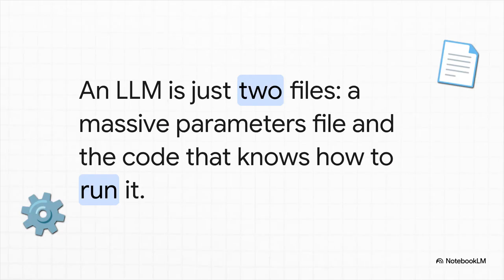That's pretty much it. One file is just a massive, massive list of numbers. We call them parameters or weights. The second file is the program, the actual code that knows how to read all those numbers and use them to generate text. It's a really simple recipe. The magic isn't in some convoluted structure. It's all about the scale.